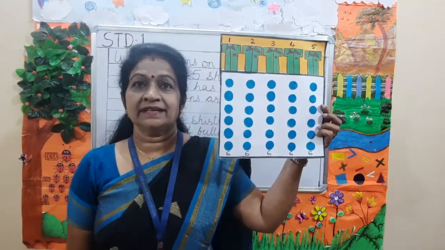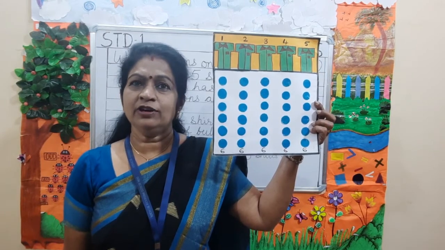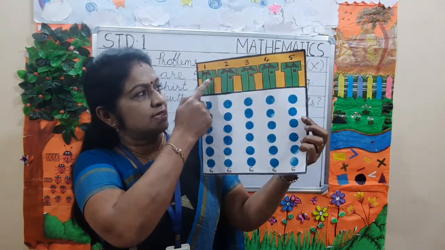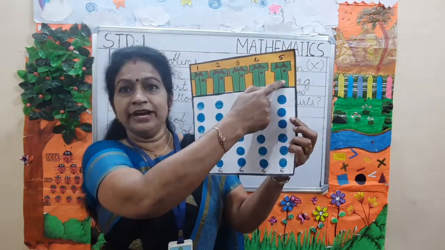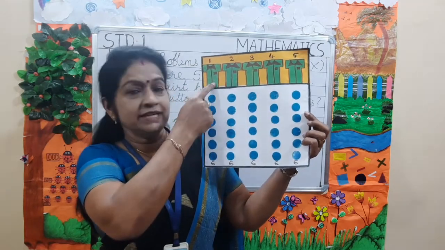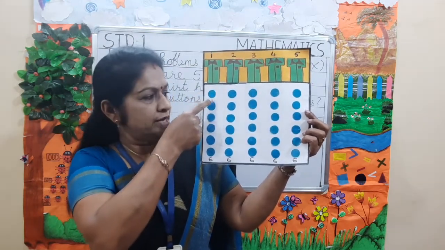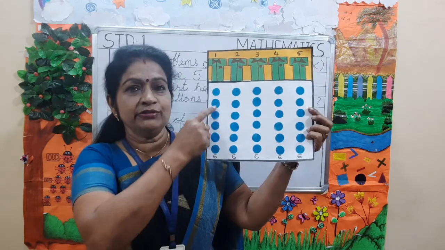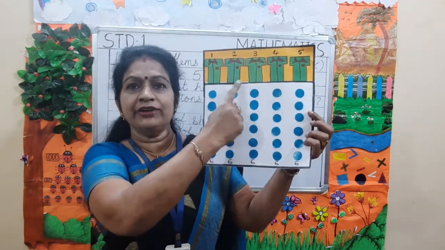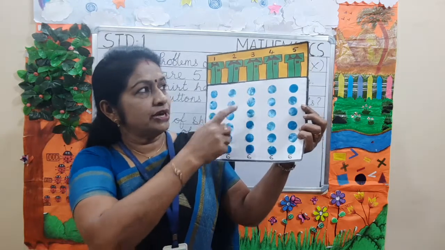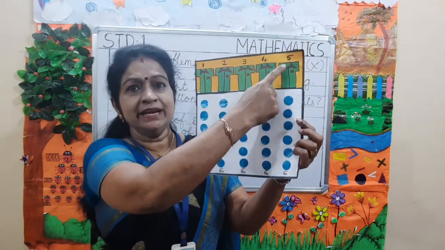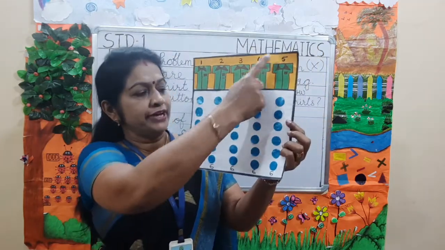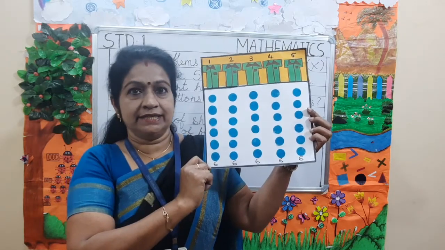So children, here is one more example for multiplication problem. Now look here. Here are 5 shirts. 1, 2, 3, 4, 5 shirts. Each shirt has 6 buttons. 1, 2, 3, 4, 5, 6 buttons. So you have to find out how many buttons will have 5 shirts. How many shirts are there? 5. How many buttons are there on each shirt? 6. So 5 sixes are 30.